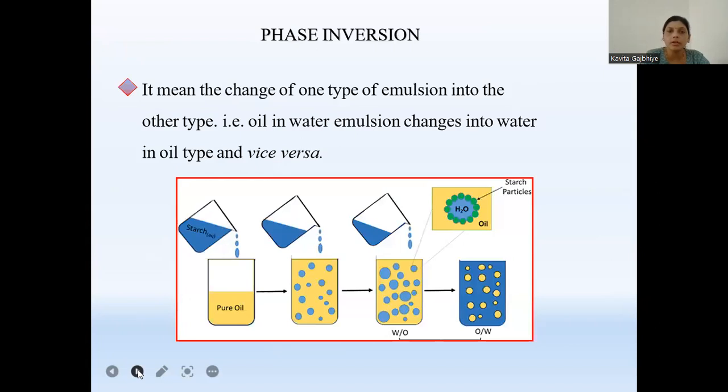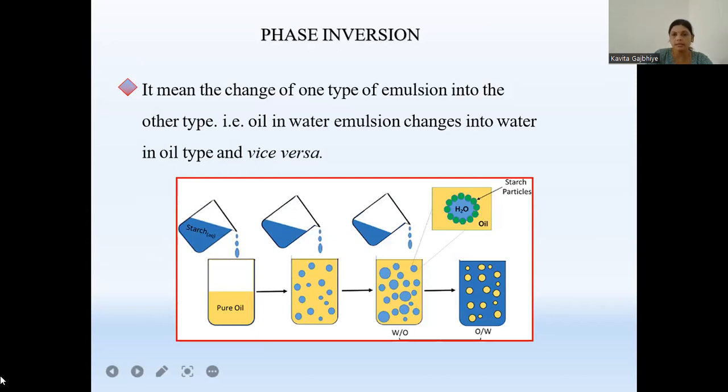And the third issue or problem is phase inversion. It means change of one type of emulsion into another type. For example, an oil in water emulsion changes into a water in oil emulsion and vice versa. In this representation, you can see our continuous phase is pure oil, and when we add starch dissolved in water to the pure oil, it forms a dispersed phase of globules dispersed throughout the oil medium.